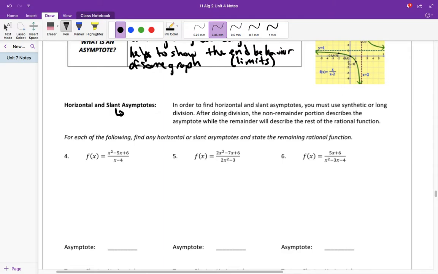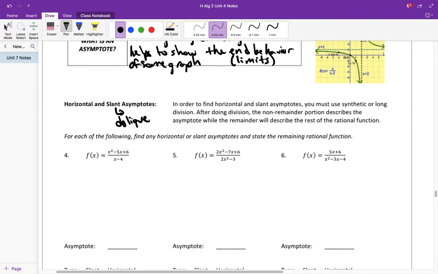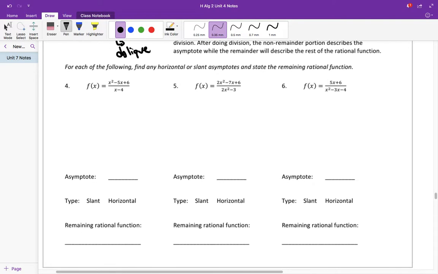Remember, another word for slant is oblique asymptotes, O-B-L-I-Q-U-E, which is what they are sometimes referred to as. In order to find horizontal and slant asymptotes, you must use either synthetic or long division. Really, long division is probably the preferred method for most of these types of problems. After doing the division, the non-remainder portion describes your asymptote, while the remainder portion will describe the rest of your rational function. So let's see what we come up with here.